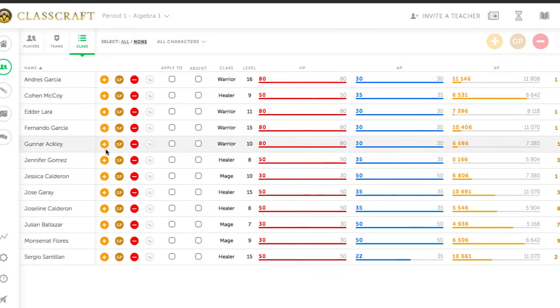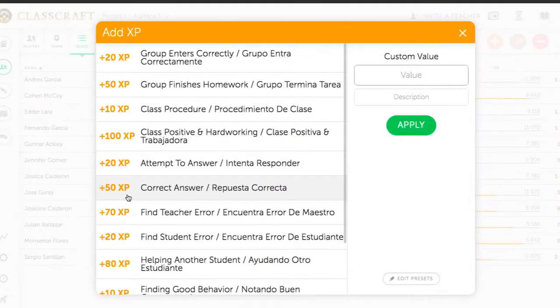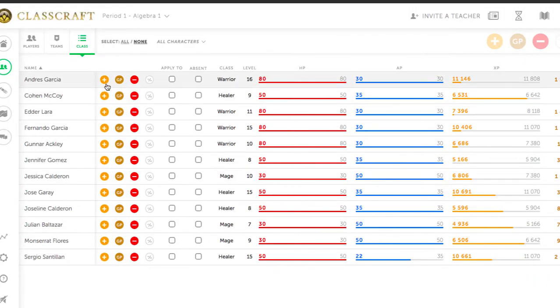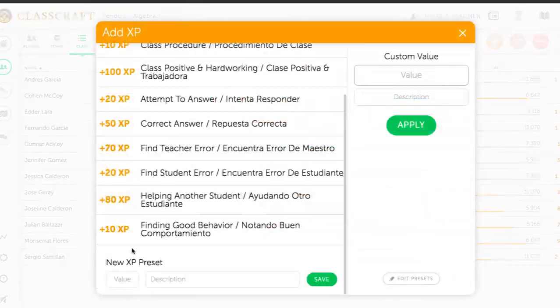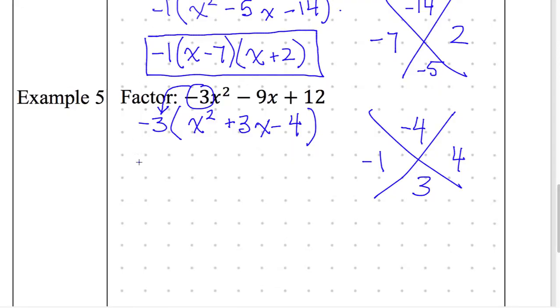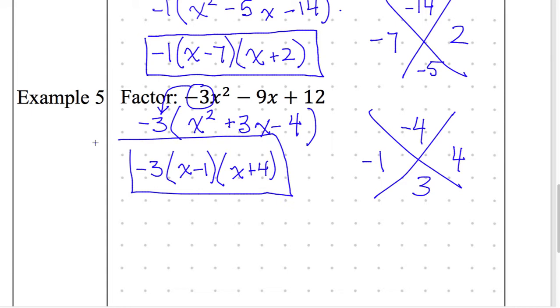All right, so Josie got the XP. Go ahead and solve this problem and box it. Andres helped, and Josie reported it. Our answer should have a -3 still. We should have an x minus 1, and we should have an x plus 4, and we should be boxing it.